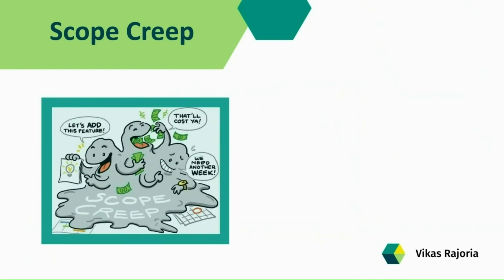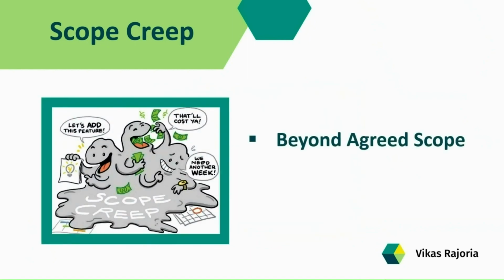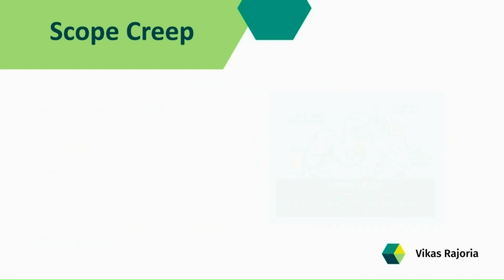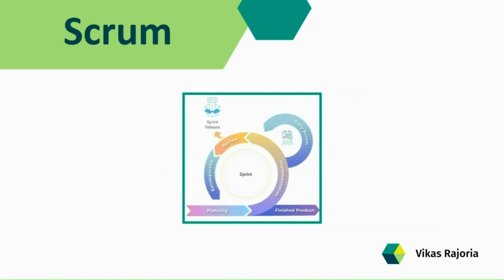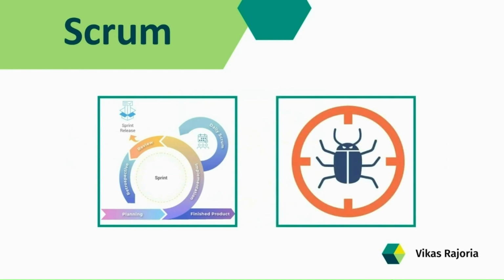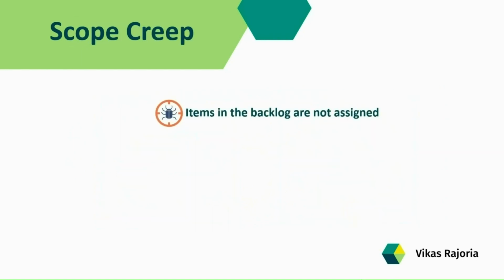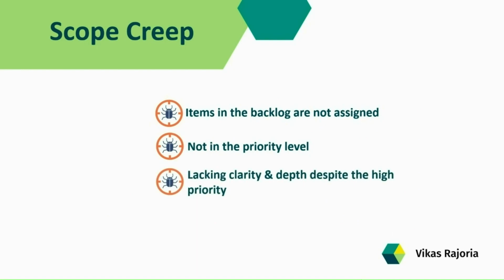Scope creep is something that is beyond the agreed scope, product, or requirement. This could be anything like adding a new feature or implementing a new functionality to the project that is not authorized or approved yet. So, in a Scrum team, certain items can be considered scope creep, such as items in the backlog that are not assigned and are not at an accurate priority level. Items in the backlog list are lacking in clarity and depth despite being a high priority.